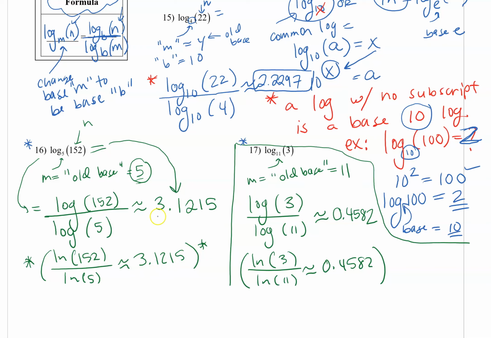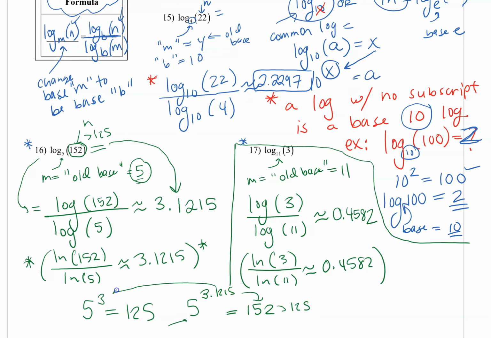Now notice that the value here is just a little bit greater than 3, because if you remember, 5 to the third power is 125. And this number here is just a little bit bigger than 125, so the exponent that I would have to raise 5 to would be a little bit bigger than 3. It would give 152. You can check that, by the way, on your calculator. 5 to this power should equal something close to 152, which is just a tad bigger than 125 because the exponent was just a tad bigger than 3.